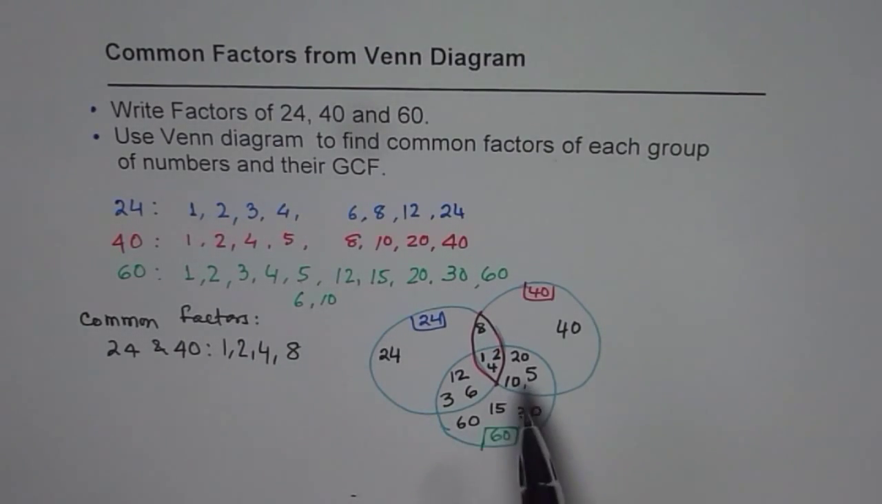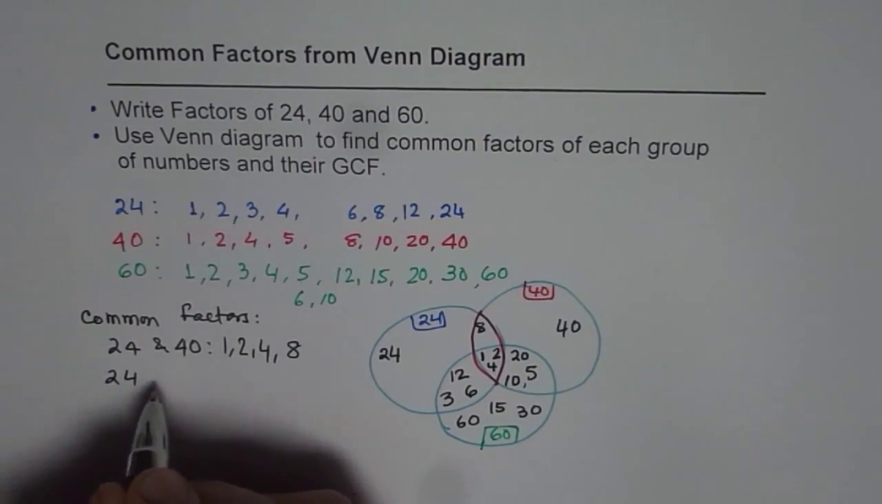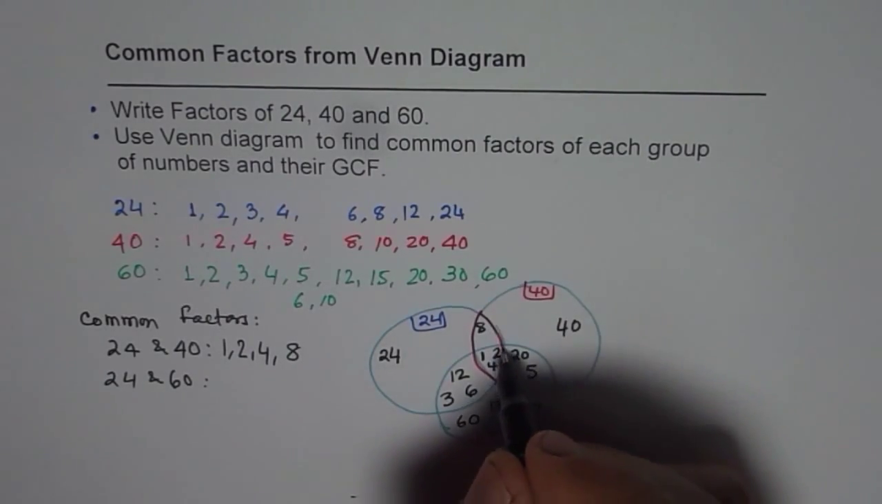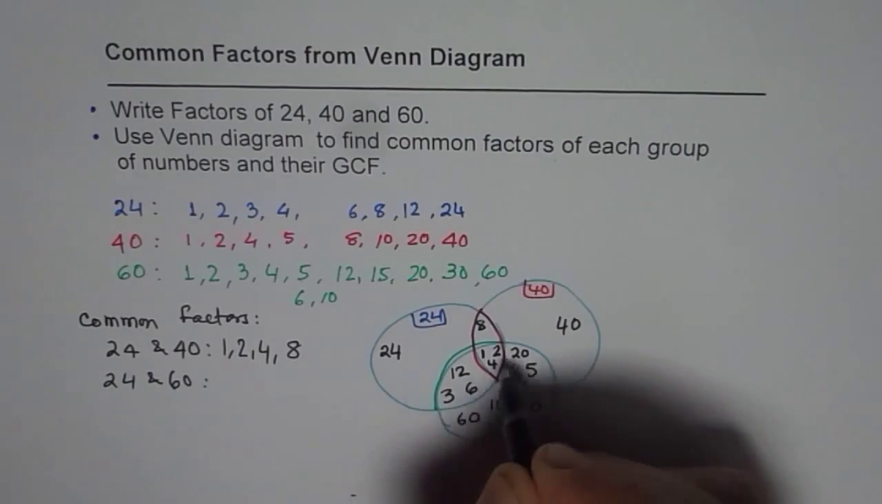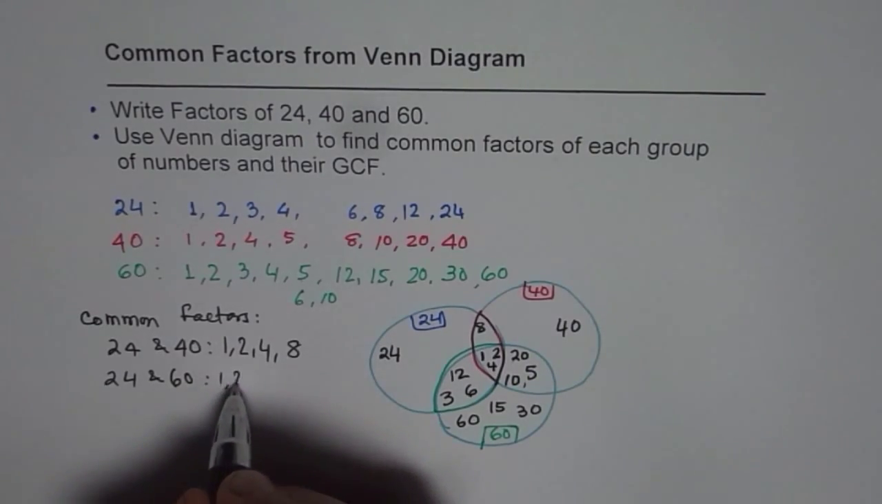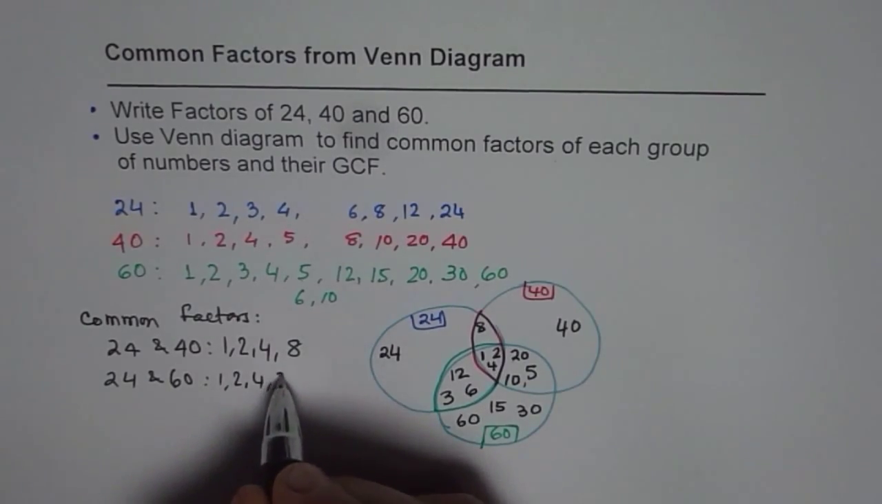Similarly, now let us look into 24 and 60. So in 24 and 60, what is a common group? That is the common group. So what are the numbers there? 1, 2, 4. 1 to 4 is common to all, right? Then we have 3, 6, 12.